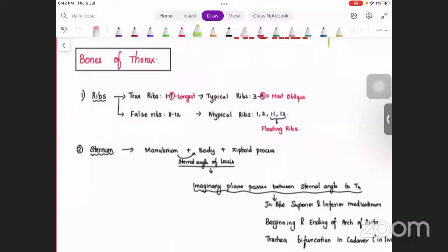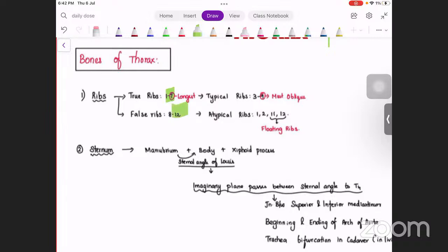So you have the bones of thorax. The first one is your ribs. We may classify the ribs based upon two things: one is your true rib and another one is your false rib. The true ribs are those attached to the costal cartilages, so 1 to 7 are your true ribs. Among that, the 7th one is the longest one. While the false ribs are 8 to 12.